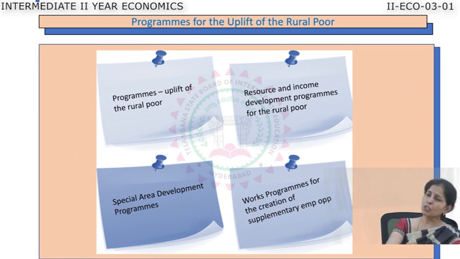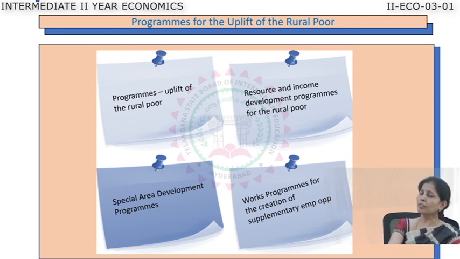Government has specially designed some programs which are uplifting the rural poor. And these are the Special Area Development Program, SADP. Areas which need some special attention, some special investment. Under this program, they are trying to uplift the poor rural areas. The next one is Resource and Income Development Programs for the rural poor. They try to provide income generation opportunities so that poverty levels reduce.